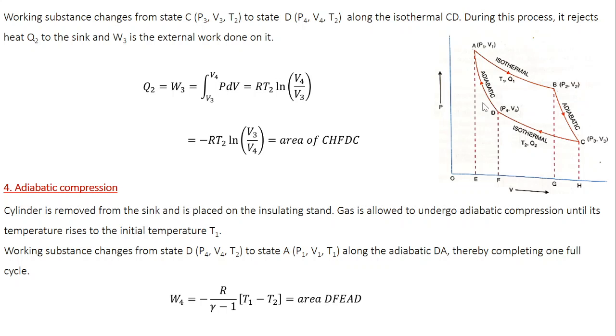If you look at these two processes, BC and DA, they are exactly opposite. In the case of BC, I have adiabatic expansion happening here, so temperature decreases from T1 to T2. On the other hand, in the case of DA, it is the adiabatic compression where temperature increases from T2 to T1. So the work done is going to be exactly opposite of this process. So work done W4 is going to be minus R divided by gamma minus 1 into T1 minus T2. If you want, you can do the detailed derivation, you will arrive at the same result.